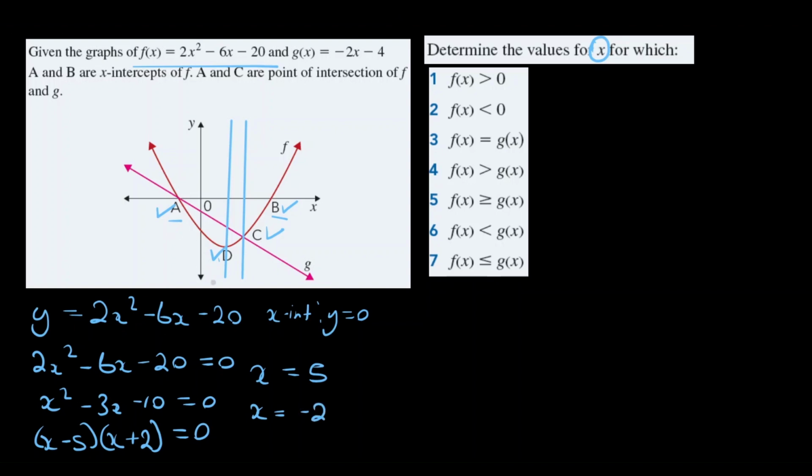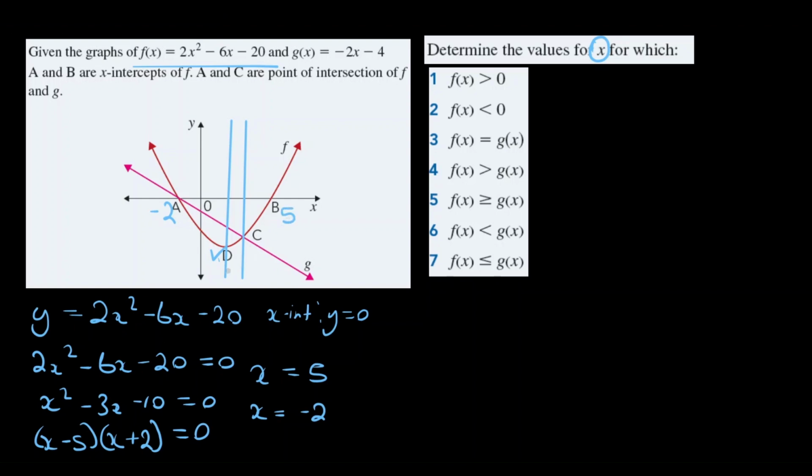Now we need to locate where 5 is and where negative 2 is. We can visually see that a lies on the left hand side of the axis, meaning that the value for a will be negative 2, and we can see that b lies on the right hand side, therefore it will be 5.